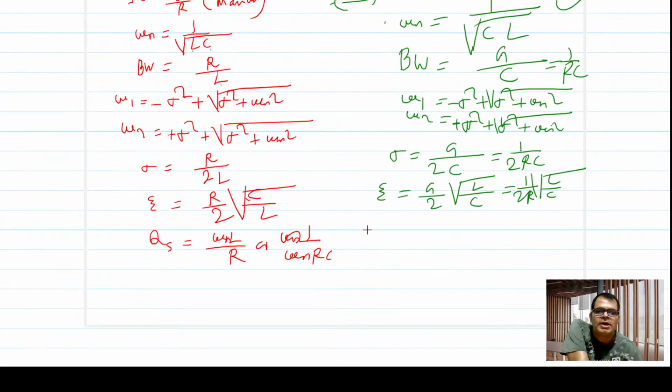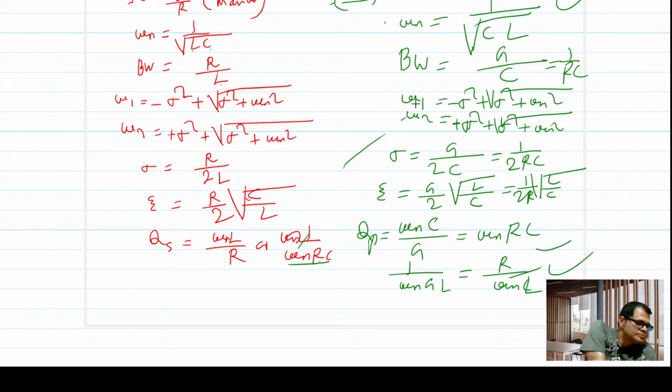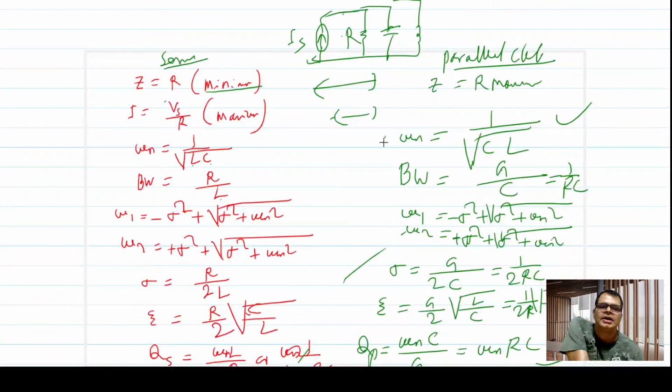The quality factor of the parallel circuit: omega n remains the same, as we have discussed before. The dual of L is C and the dual of R is G, so it is omega n R C, or from this, R upon omega n L. The bandwidth and all these things we have derived.